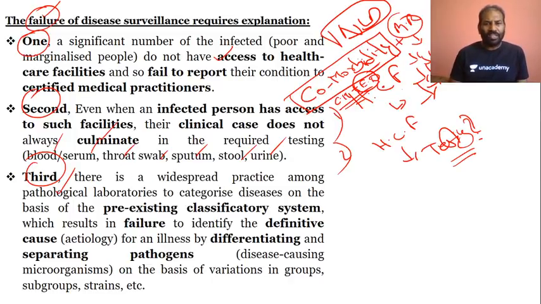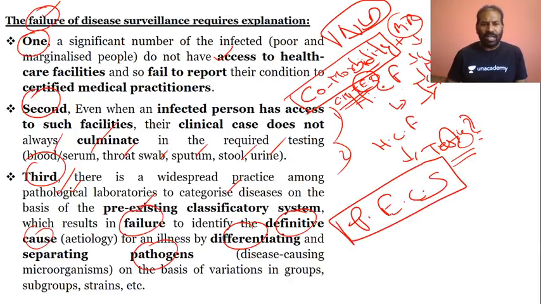There is a widespread practice among pathological laboratories to categorize diseases based on the pre-existing classificatory system. This is actually a failure to identify the definitive cause of an illness by differentiating separate pathogens, because the laboratories go ahead on the basis of the pre-existing classificatory system. This is again a failure. This is the third failure.